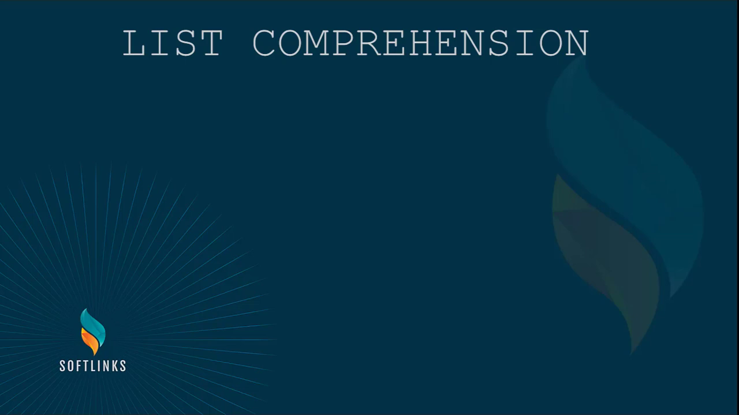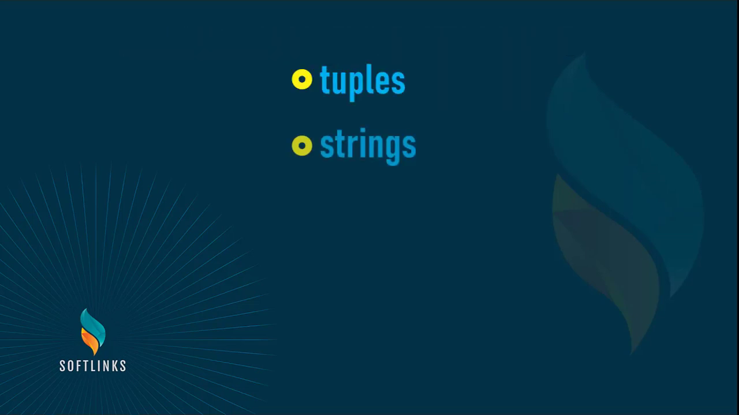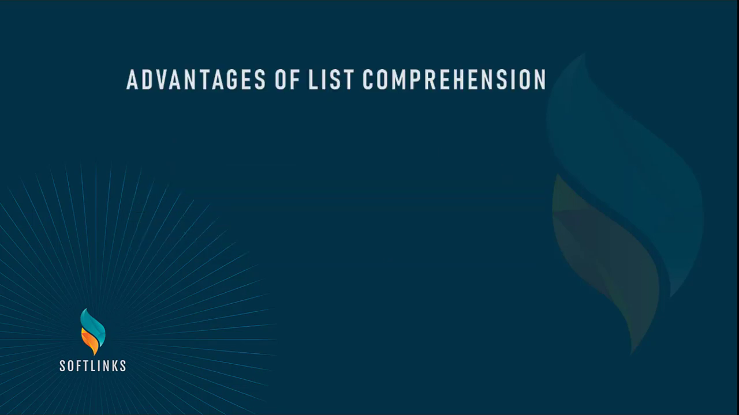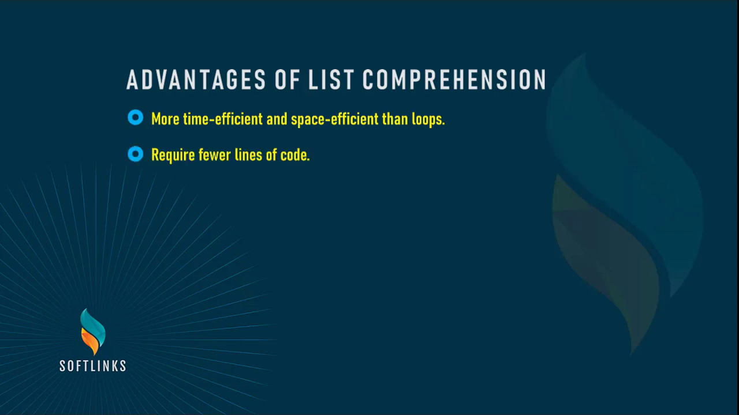List comprehensions are used for creating new lists from other iterables like tuples, strings, arrays, lists, and so on. A list comprehension consists of brackets containing the expression, which is executed for each element, along with the for loop to iterate over each element. We have some advantages of using list comprehensions. They are time efficient and space efficient than for loops. They require fewer lines of code to run, and they transform iterative statements into a formula.